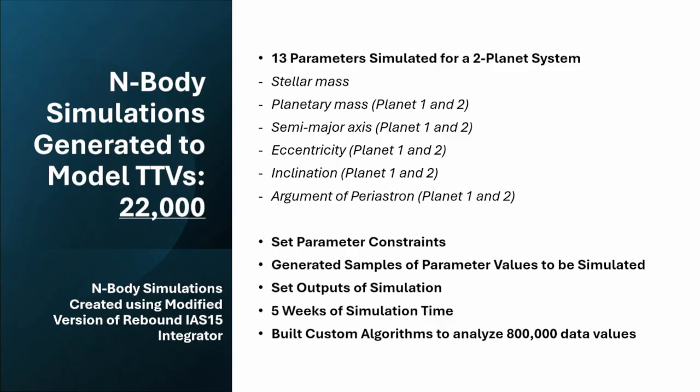So how did I make my N-body simulations? These simulations use 13 parameters. First, you need to know the mass of the star. And you also need to know the 6 orbital parameters of both planets: their mass, orbital period or semi-major axis, eccentricity, inclination, and argument of periastron.